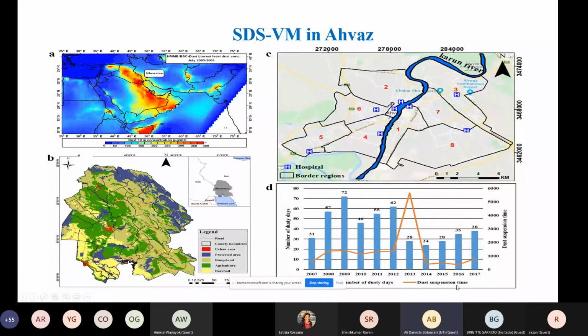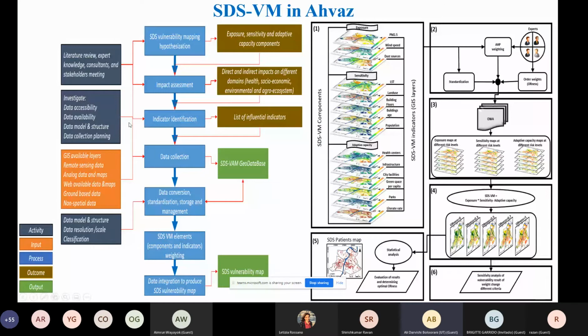After that, we developed and implemented the methodology that has been developed by UNCCD for making a vulnerability mapping. As I said, a vulnerability mapping has three main components: exposure, sensitivity, and adaptive capacity. Most of these parameters, as you can see, wind speed, dust sources, PM2.5, LST, land use, etc., came from remote sensing. Of course, we have another source of data that was not from remote sensing. We got this data from other sources that were available. And finally, using some GIS techniques, we use this formula to make different risk levels of sand and dust storms.